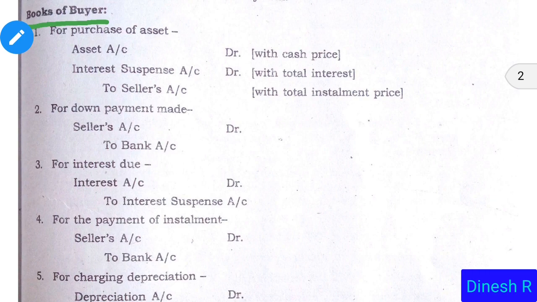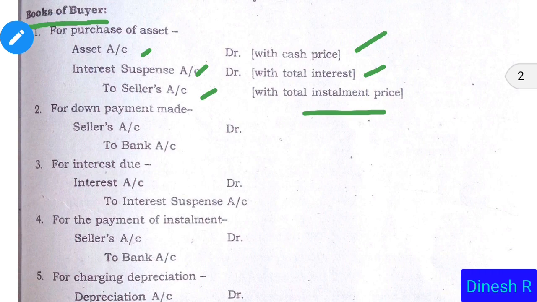Look at that. Asset account debtor, interest suspense account debtor to seller account. So this is the journal entry. In asset, cash price you have to consider, in interest suspense account total interest you have to consider, then to seller, the total of cash price plus interest you have to consider. As we are purchasing the assets, it is the same journal entry, asset account debtor to seller account, but in between there is also an interest suspense account. The interest you paid will come over there.